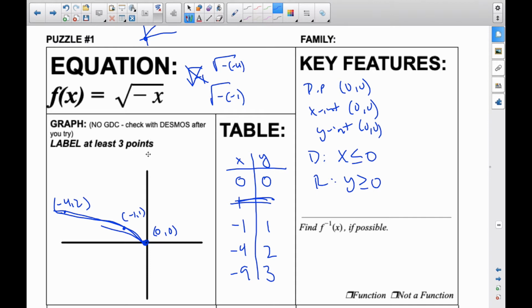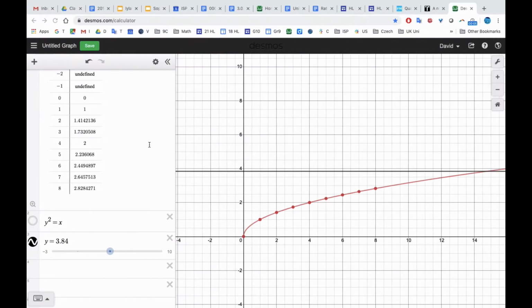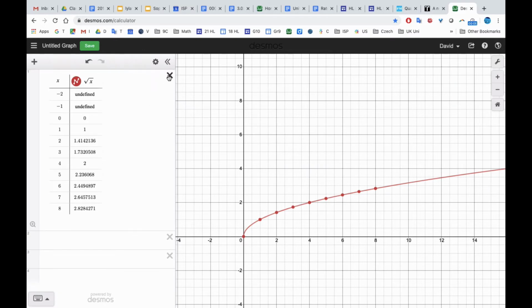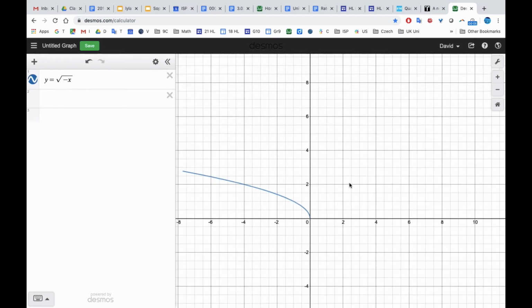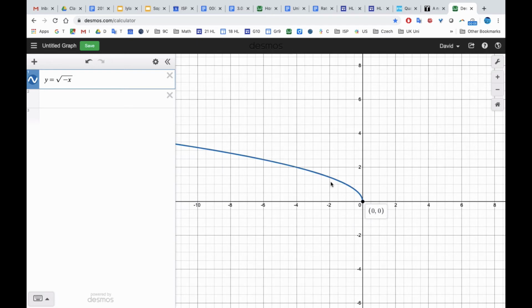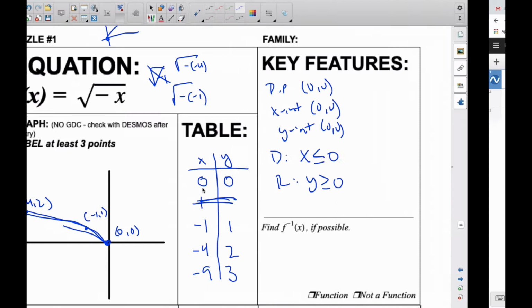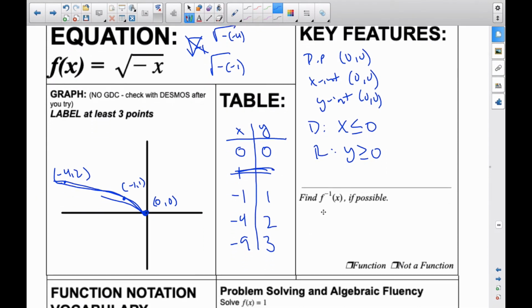We should check with Desmos to see if we're on the right track, so I'm going to go to my Desmos graph here. Let's delete what I have, and I do want to check out if y equals the square root of negative x. And indeed, when I look at my graph, I get this scenario here, where that's negative 1, 1, negative 4, 2, negative 9, 3, and so on. Looking good.